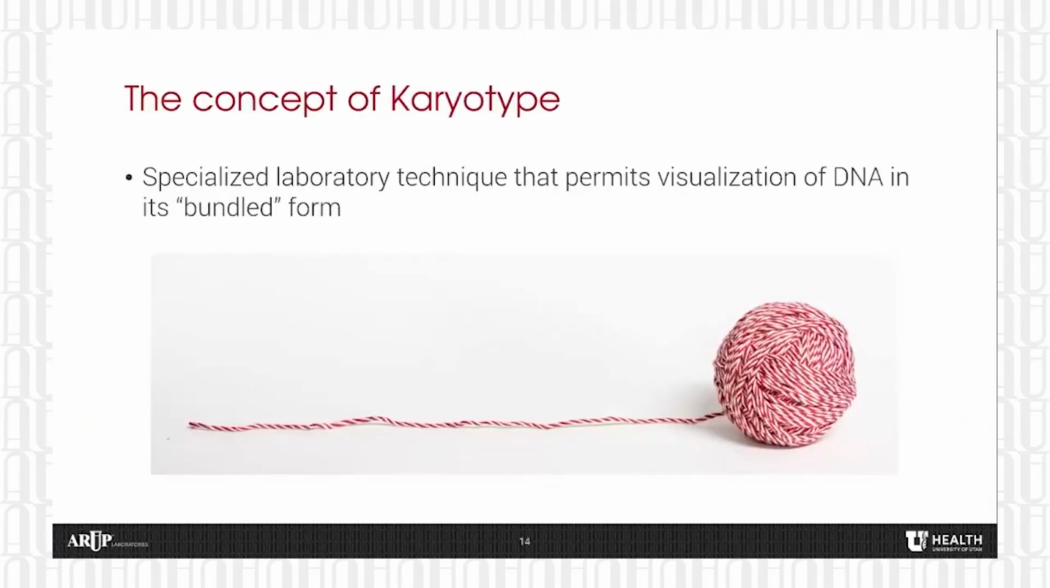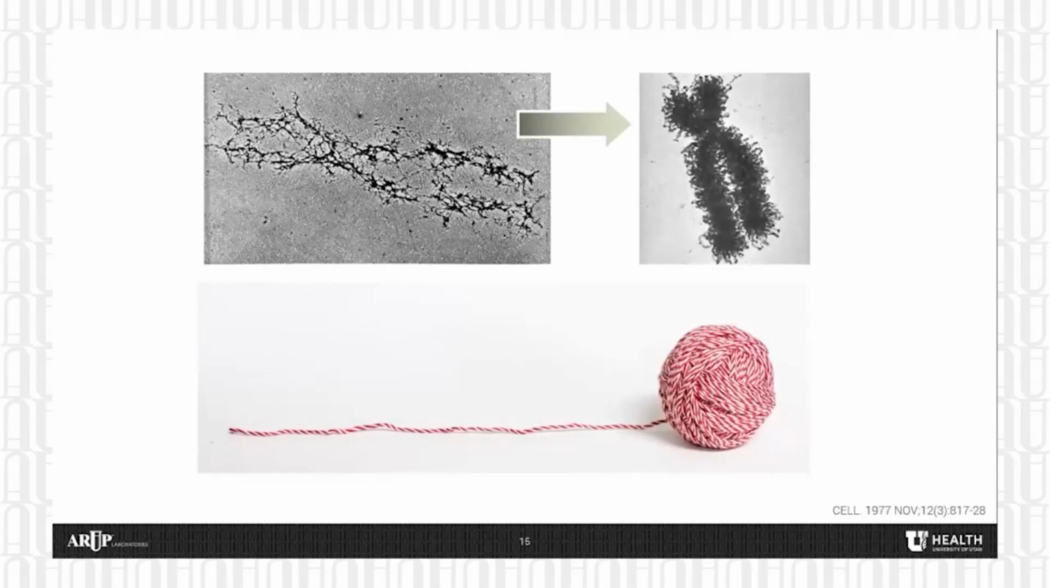Okay, going from low resolution to high, let's talk about karyotype first. So karyotype is basically a whole evaluation of the whole genome from a chromosomal perspective. It uses a specialized lab technique that permits visualization of DNA in its bundled form. So here on the left, it is a picture of a histone-depleted metaphase chromosome. It's an electromicrograph.